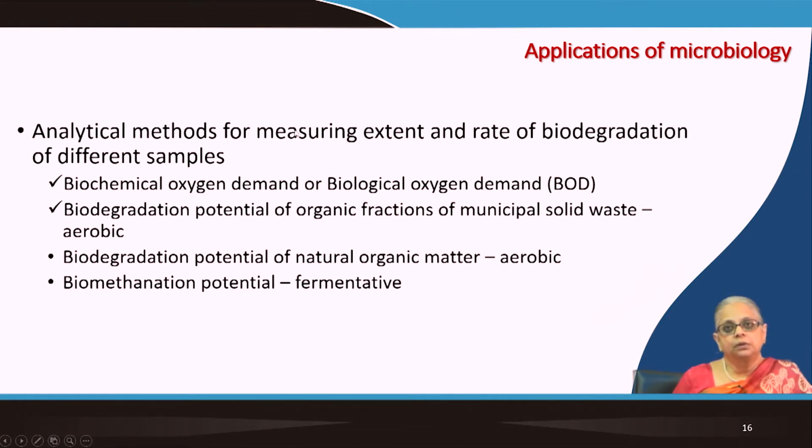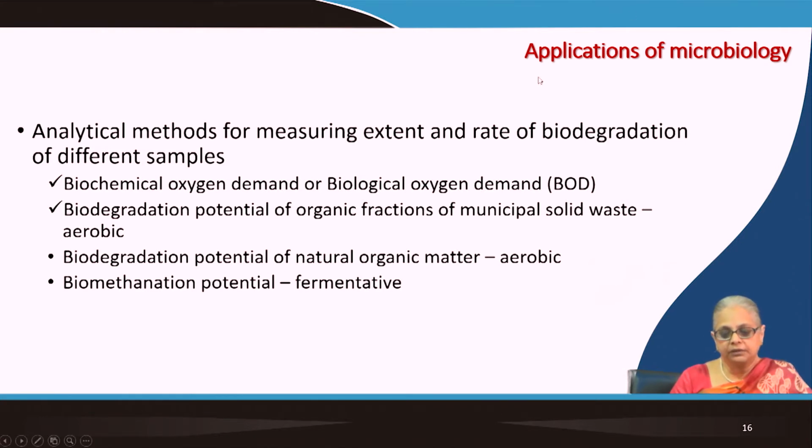So by now you know that in the environment, aerobic heterotrophic bacteria are the most common group of bacteria. And from an environmental perspective, we want to be in a position to measure the extent and rate of biodegradation of different types of samples. Now, the organic matter for heterotrophic bacteria can be present in water, it can be present in soil, or it can be present in solid waste material.